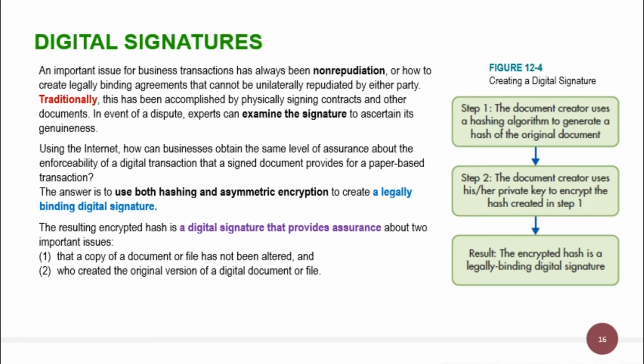This is the step in creating a digital signature. Step 1, the document creator uses a hashing algorithm to generate a hash of the original document. Step 2, the document creator uses his or her private key to encrypt the hash created in step 1. And then the resulting encrypted hash is a legally binding digital signature. So the other party can check whether the digital signature is really original if both hashes are the same.